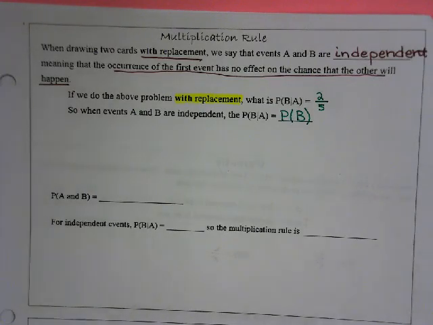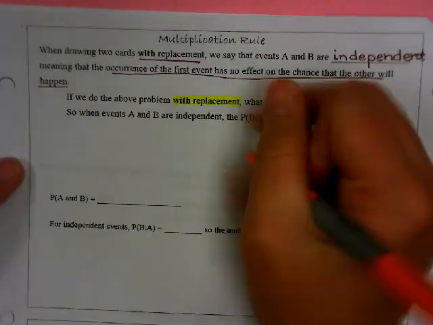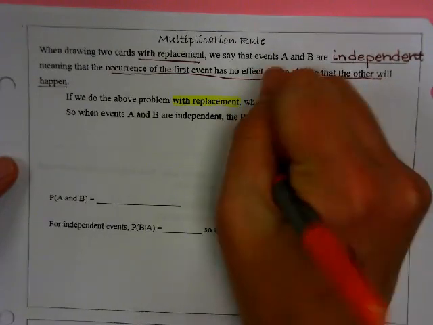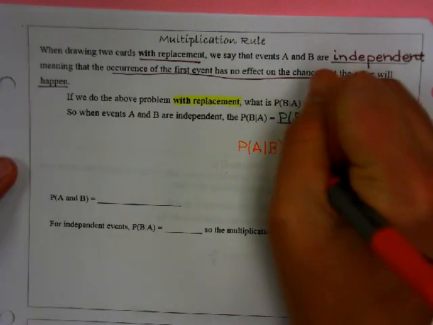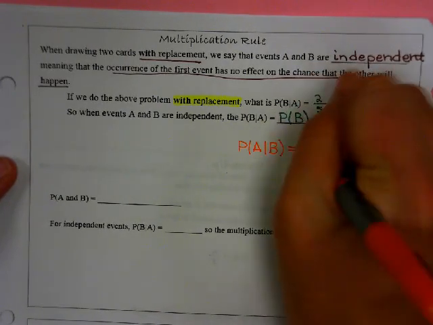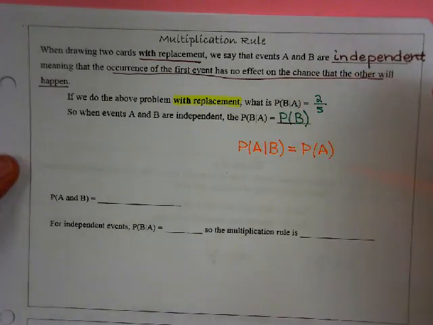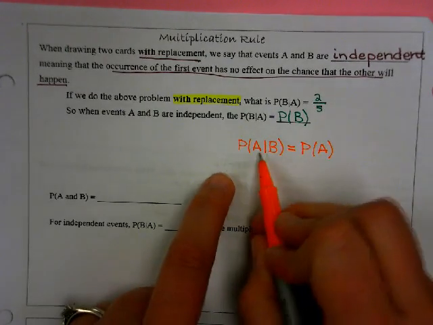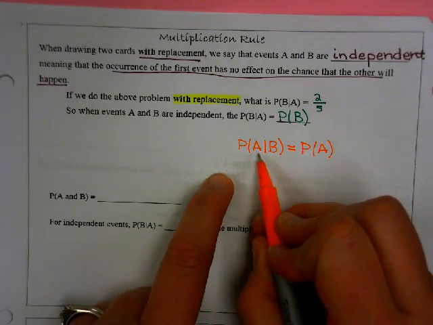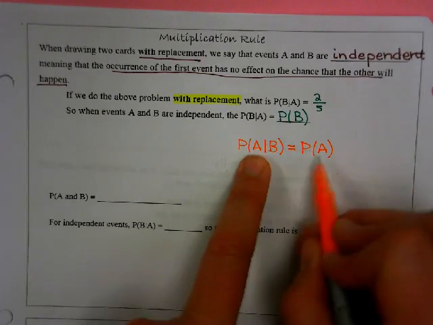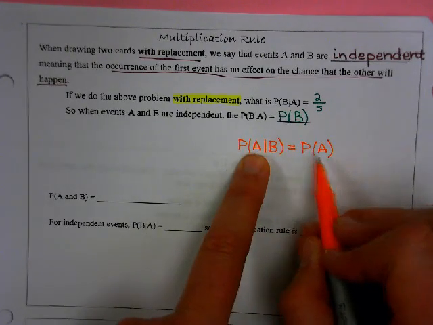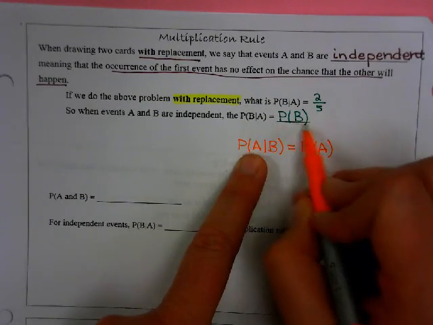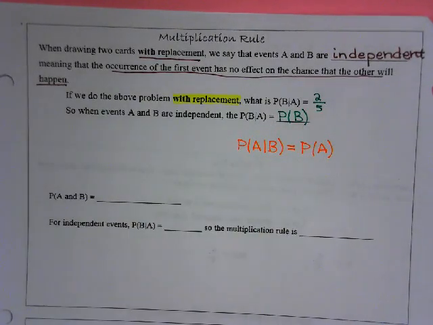You could also switch it up and do probability of A given B equals the probability of A. Notice that A came first in the conditional probability, and it is the one that doesn't change. Here it was B given A, it matched the probability of B.